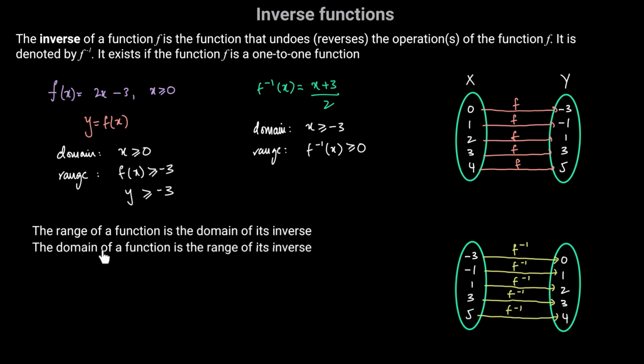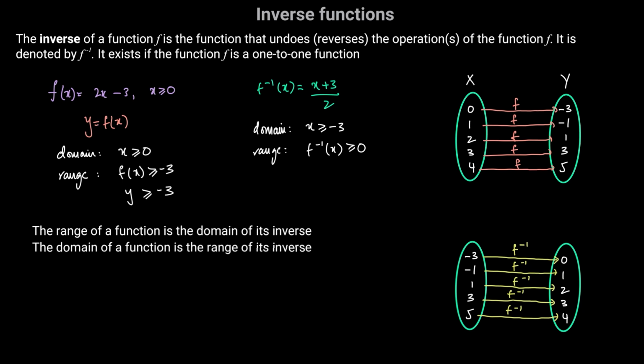Similarly, we can say that the domain of a function is the range of its inverse. So again, if we look at the function f over here, if we look at the domain, or the set of inputs accepted by this function, that is the same as the set of outputs for the inverse function. So the domain of the function f is the range of its inverse function, f inverse. And the same thing applies here. The domain for the function f inverse, that's the set of inputs accepted by f inverse, is the range, or the set of outputs, for the function f.